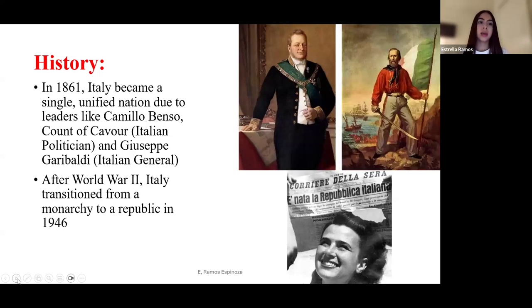Some more history. In 1861, Italy became a single unified nation due to leaders like Camillo Benso, Count of Cavour, who was an Italian politician, and Giuseppe Garibaldi, who was an Italian general. After World War II, Italy finally transitioned from a monarchy to a republic in 1946.